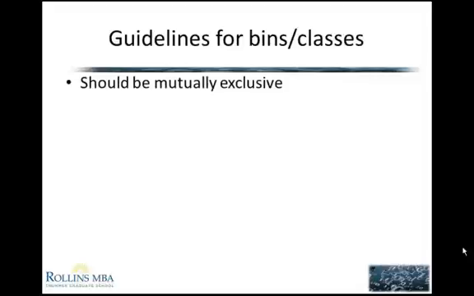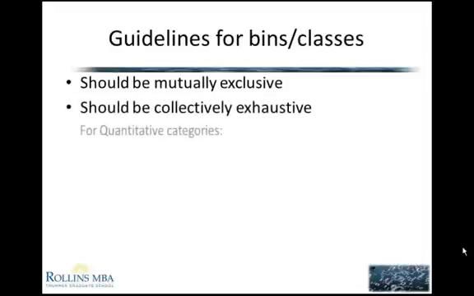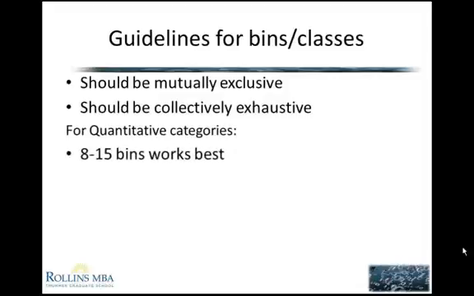Again, these bins or classes, whether it's categorical or numerical variables, should be mutually exclusive and collectively exhaustive. For quantitative categories, 8 to 15 bins works best. I think the video said 5 to 15, but somewhere in that range works well. That's a good amount of visual information that the brain can take in and interpret in a meaningful way.